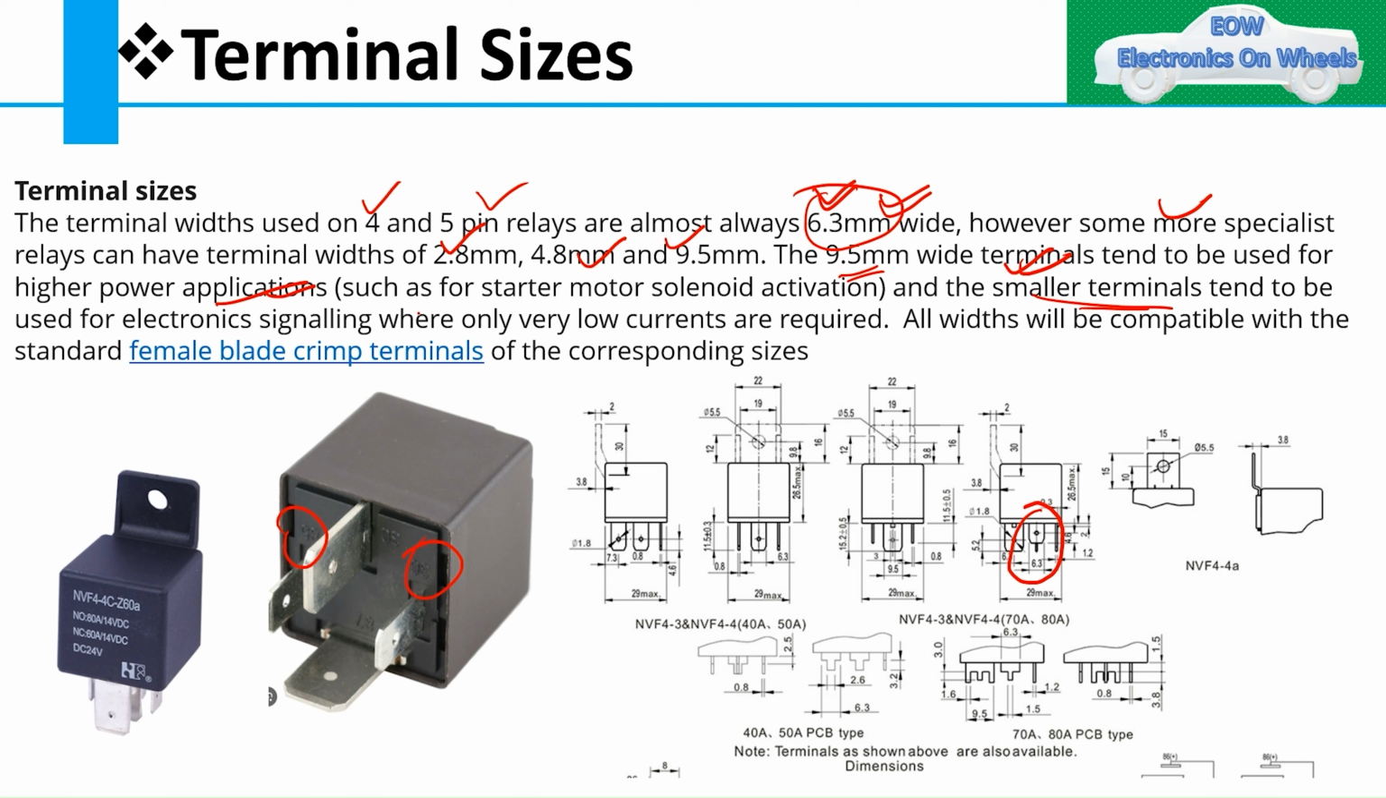The smaller terminals tend to be used for electronic signals where only very low current is required. For example, for ECUs, you can use low current relays where you do not require higher current. All widths are compatible with the standard flat connector of the corresponding size. I have just given one example where you can see the dimensions of the relay in the data sheet of the relay. Different relays have different sizes; you can see in this example that 9.5 mm you also have, and 6.3 mm you also have here.